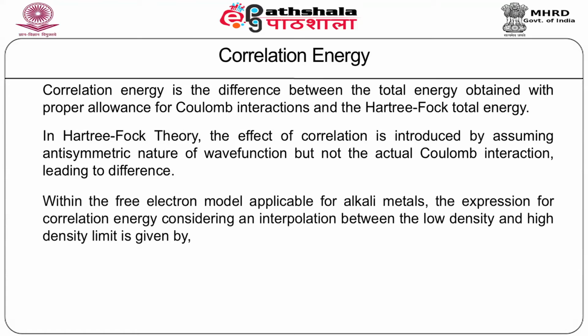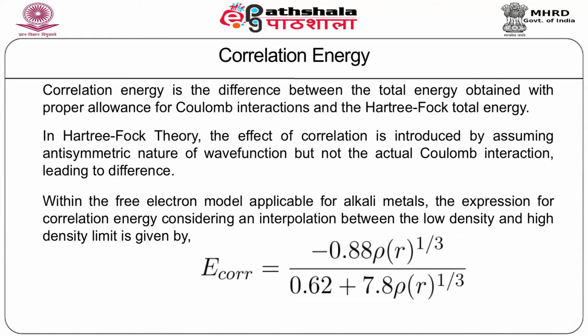Within the free electron model, which as we discussed, is applicable for alkali metals, the expression for correlation energy, considering an interpolation between the low density and high density limit, is given by this following expression, which is minus 0.88 times rho to the power 1/3 divided by 0.62 plus 7.8 times rho to the power 1/3. This is also known as the famous 1/3 law.